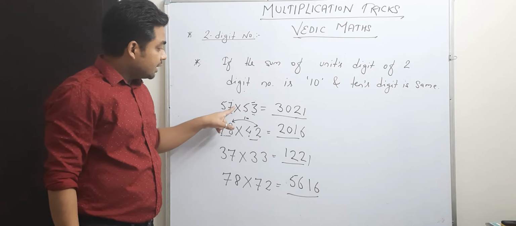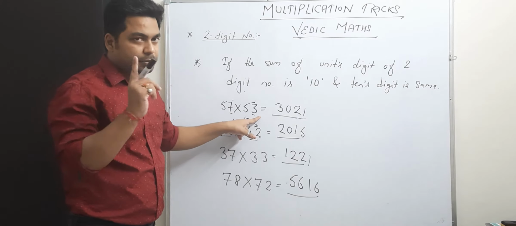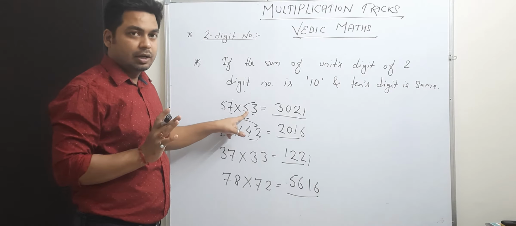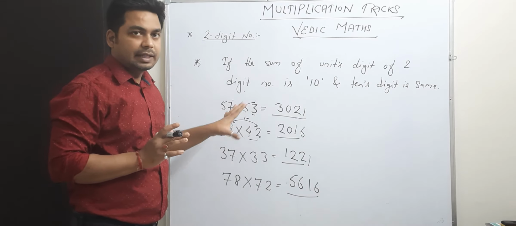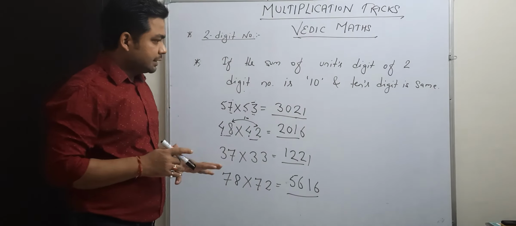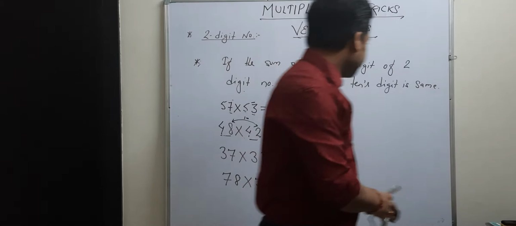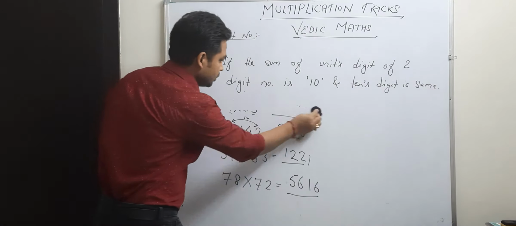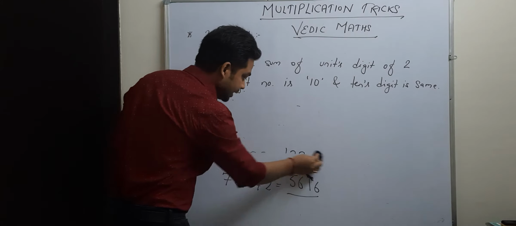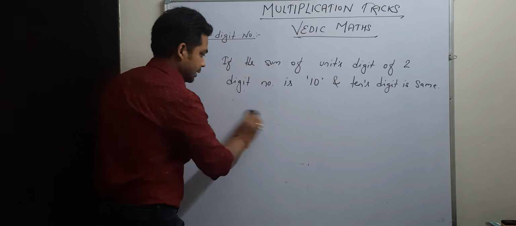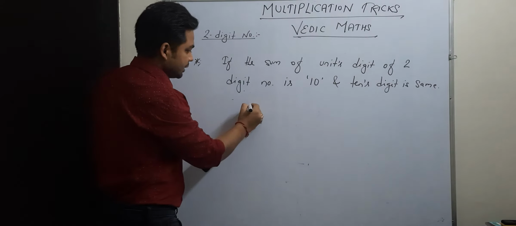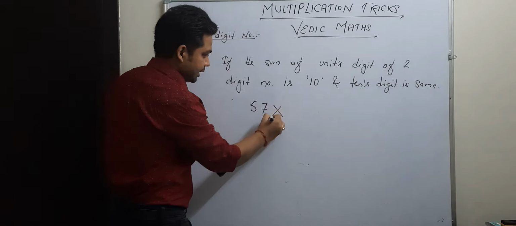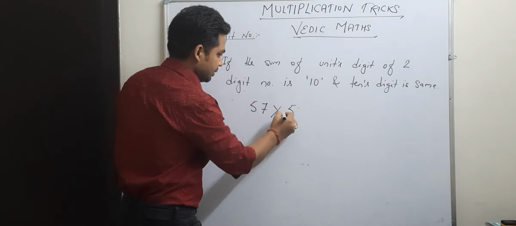But see, the condition is that the sum of units digits should be 10 and the tens digits should be equal. So we can apply this method. The second case, now I will reverse the condition. In the second case, the sum of tens digits is 10, like 5 and 5, here we can write 57.